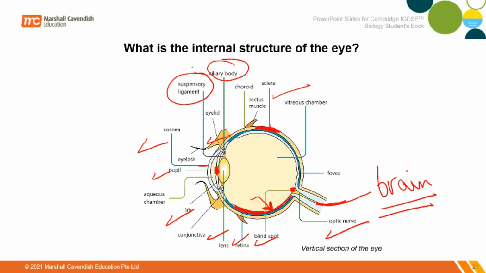قبل ما نبدا تعالوا repronounce the names again. Okay? Eyelid, cornea, pupil, iris, lens, this.